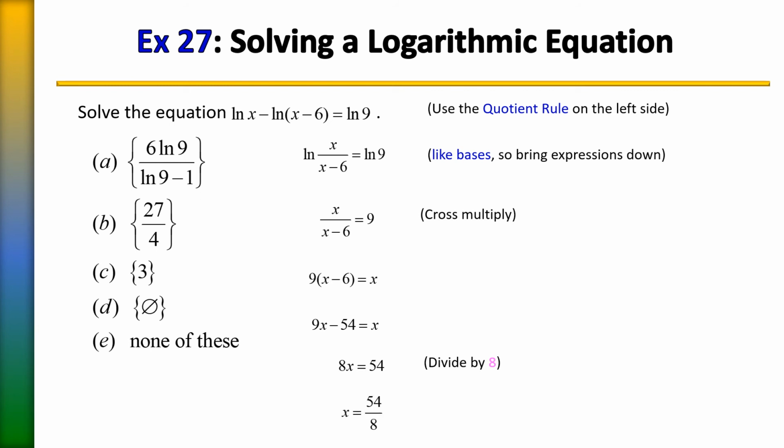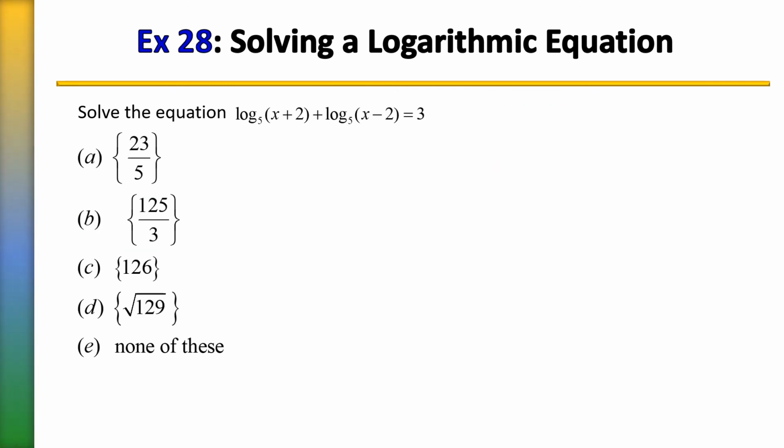And x equals 54 over 8. We can simplify that, take out the common factor there, and that's going to leave us with an answer of 27 over 4. And there you have it, solving a logarithmic equation. In this example, we're going to solve another logarithmic equation.